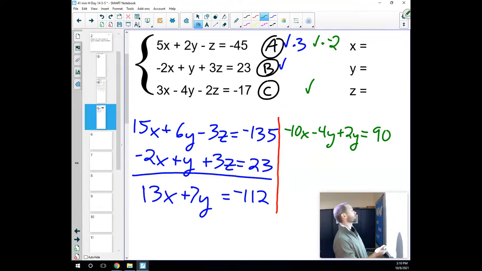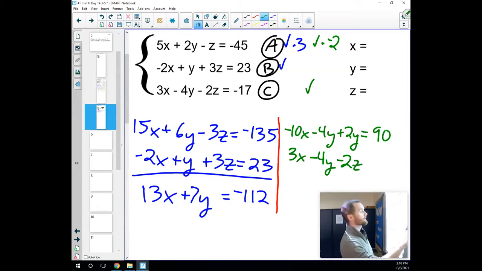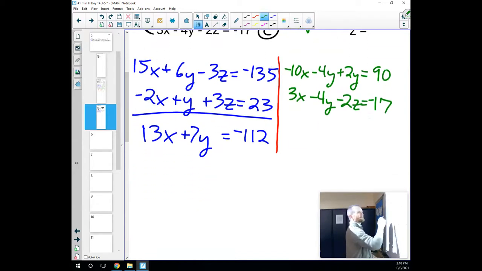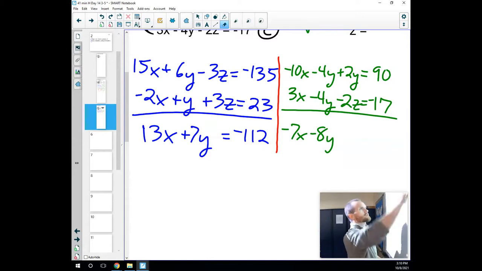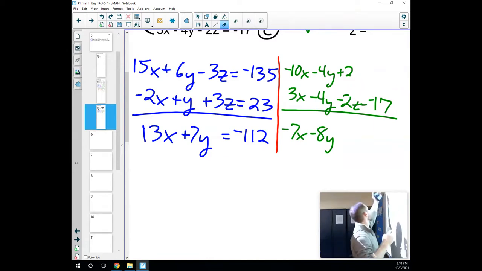And we're going to do the same thing for C. Well, actually, not the same thing. We don't have to multiply at all. We just copy it. 3x minus 4y minus 2z equals negative 17, and we're ready to combine to eliminate one of our variables. Let's see. We get negative 7x. The y's do not cancel out. We get negative 8y. But right, we didn't want them to cancel out. Oh, geez, what a typo there. Let's fix this. That's supposed to be a positive 2z equals, for crying out loud.